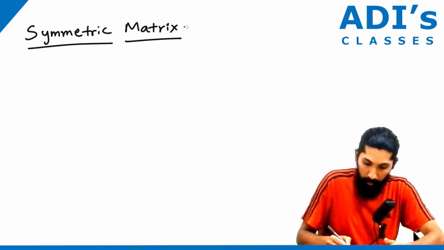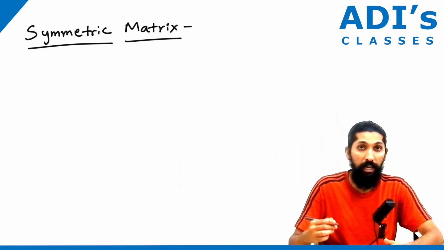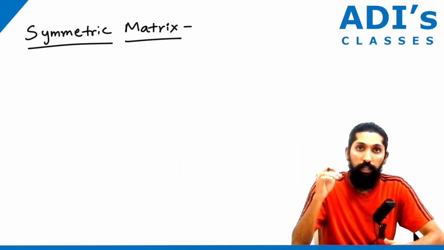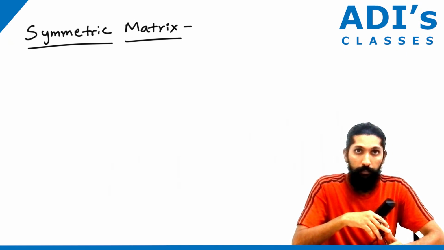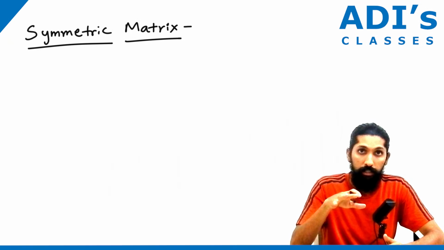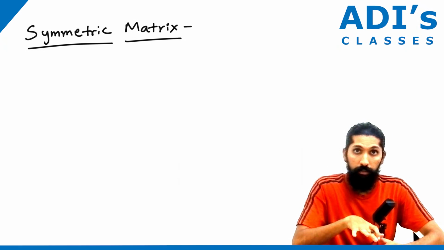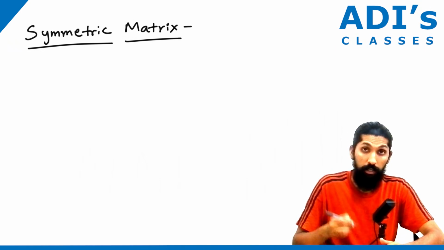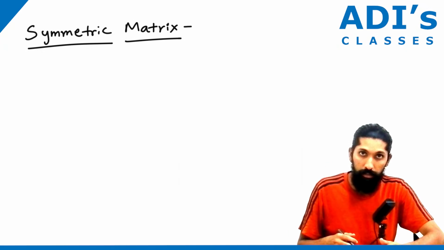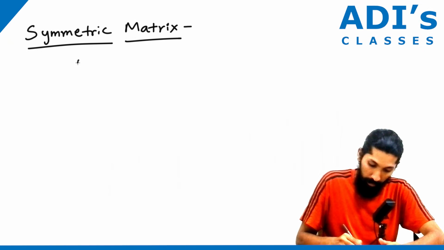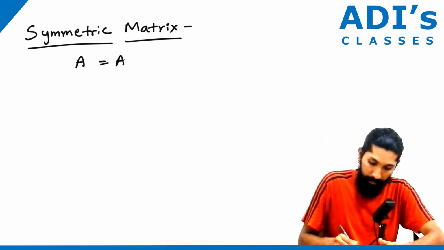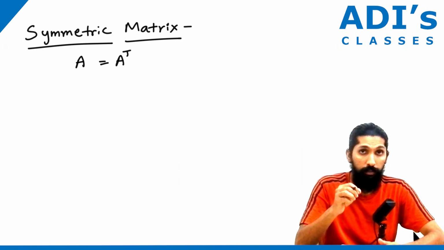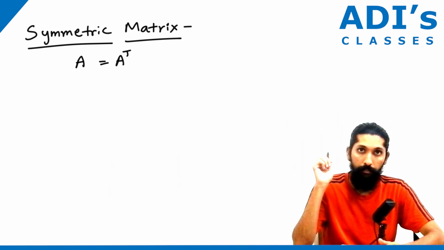Now when we talk about symmetric matrix, what exactly is a symmetric matrix? We'll look into that. In a symmetric matrix, the matrix and the transpose of the matrix are one and the same. That means a symmetric matrix is that matrix where A is equal to A transpose. Then we say that the matrix is going to be a symmetric matrix.